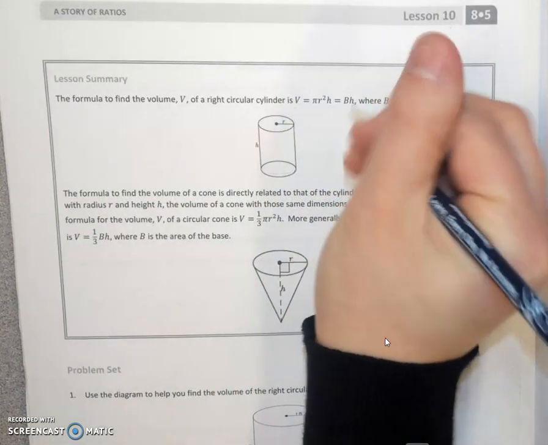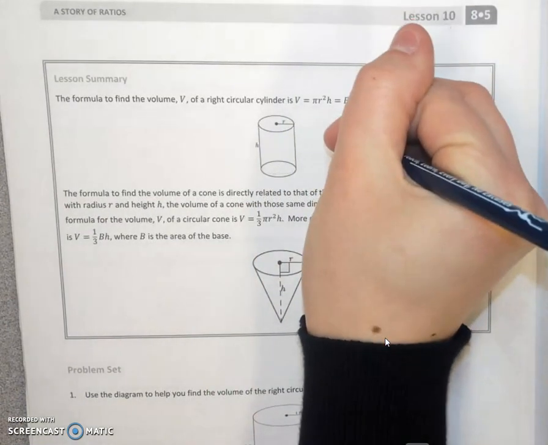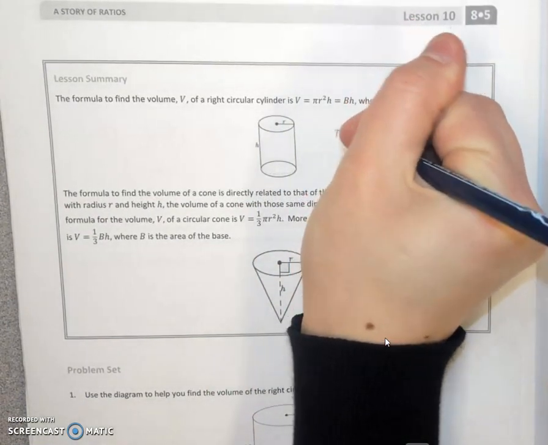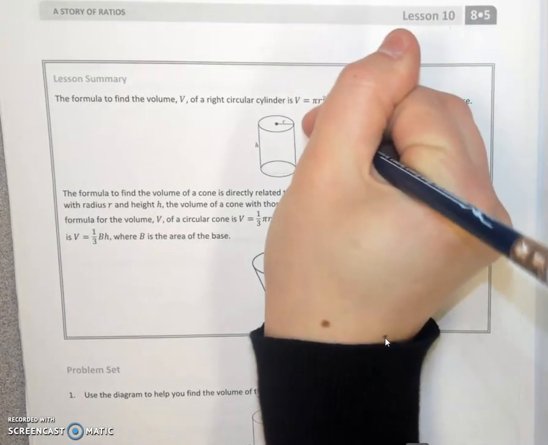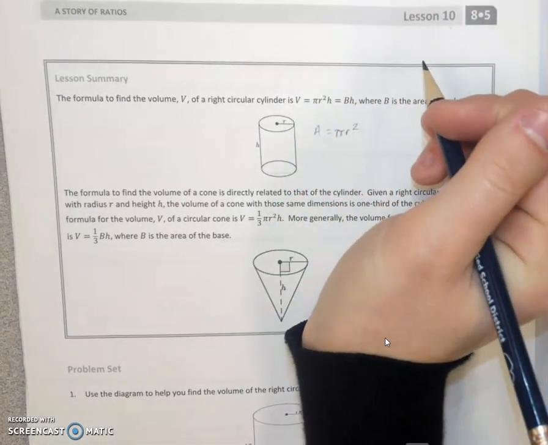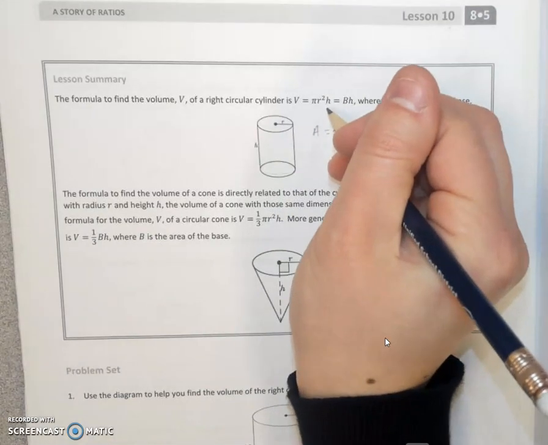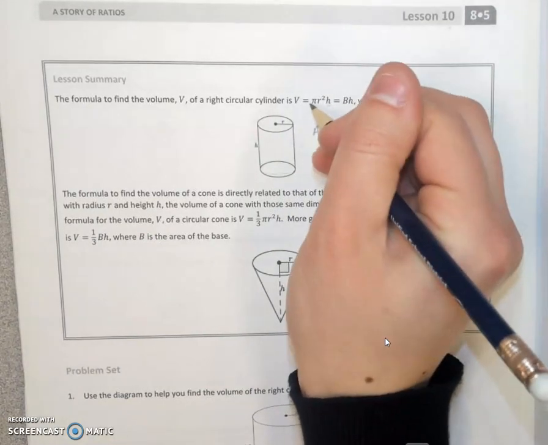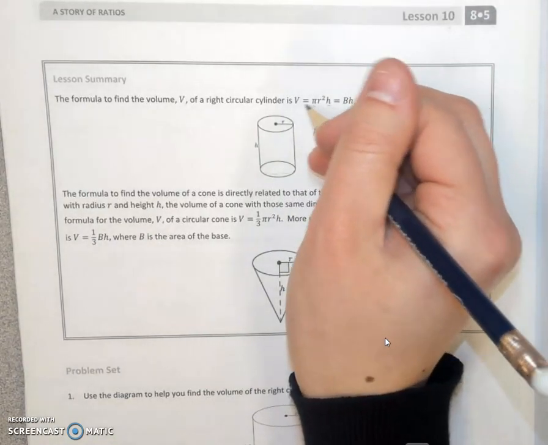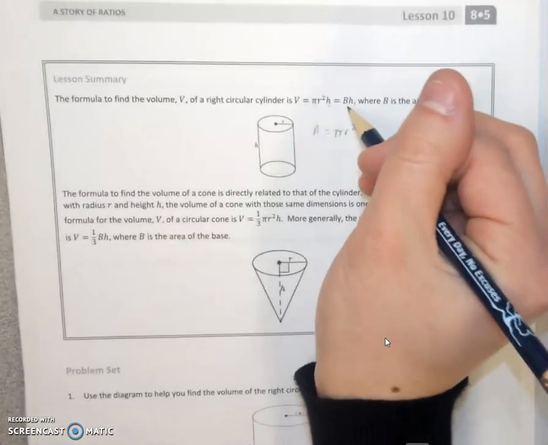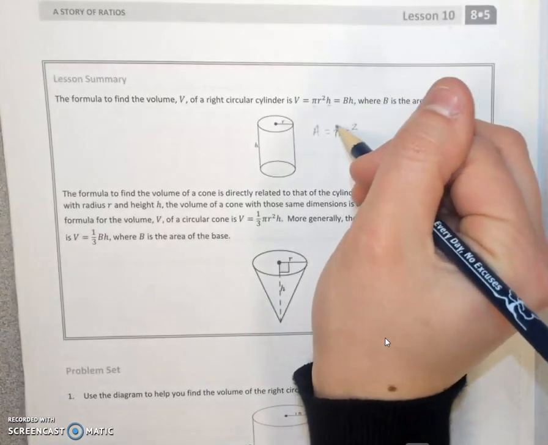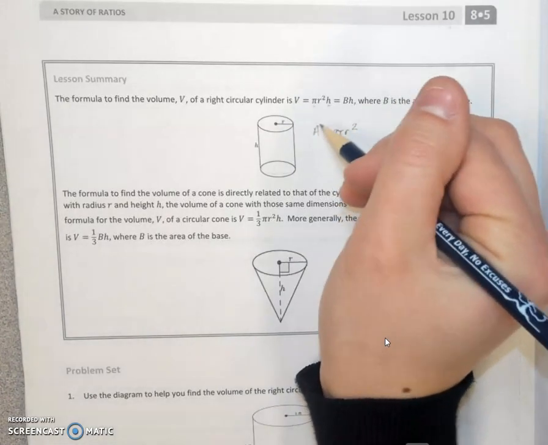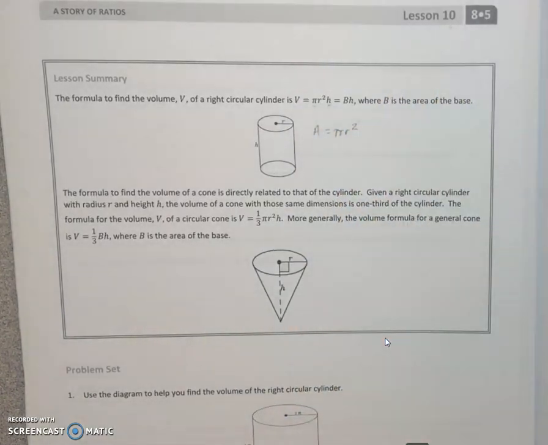The formula to find the base area is pi r squared. Okay, pi r squared. And then if we multiply that by the height, see that's pi r squared right there, times the height, we get our volume. So base times height, because again, this is the area of our base. Okay, so let's look at number 1.